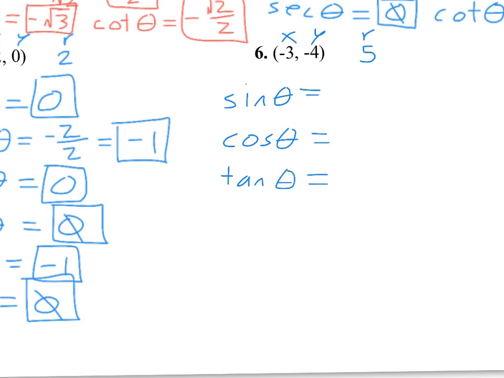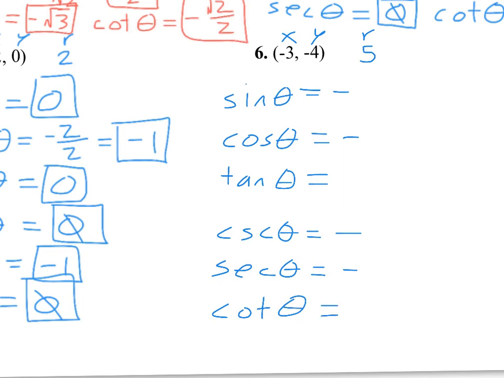Alright, in quadrant 3, ASTC. In quadrant 3, tangent is positive, so these two are negative, which means for the reciprocals, cosecant will also be negative, secant will be negative, and cotangent will be positive.